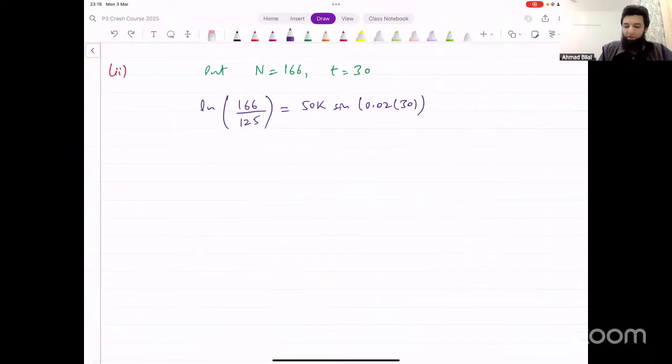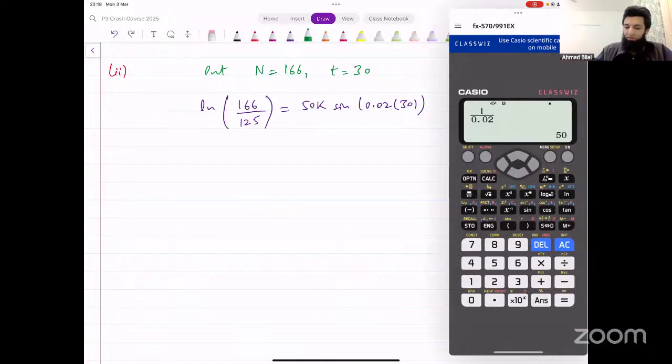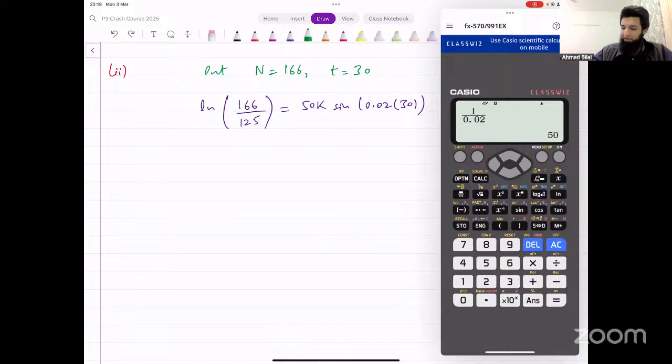So we can convert this to decimals, and that's perfectly okay in this case because we're just finding the value of a constant. What would that be? On the left side, I have ln of 166 divided by 125. Just use a lot of decimal places because this is not your final answer yet. So you can write 0.283674. On the right side, you have 50k into sine of this.